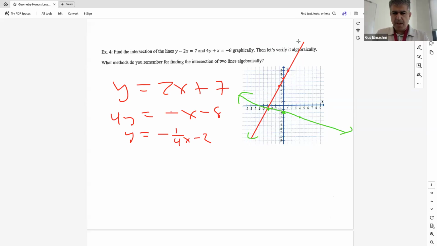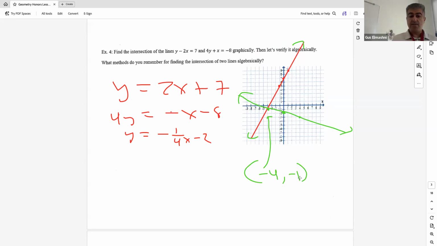So where does it look like they touch? Now you can always plug in negative 4, negative 1 back into each equation to see if it makes sense, which it will. You could do that. So it does satisfy both equations.